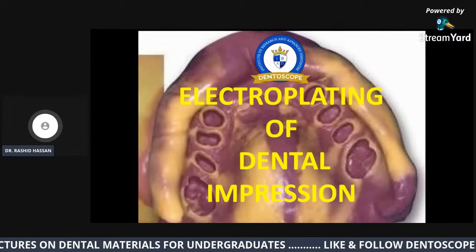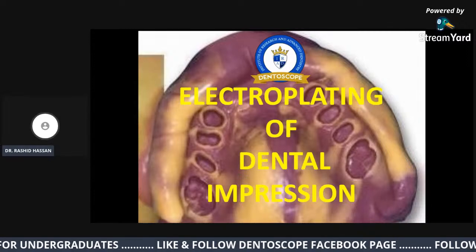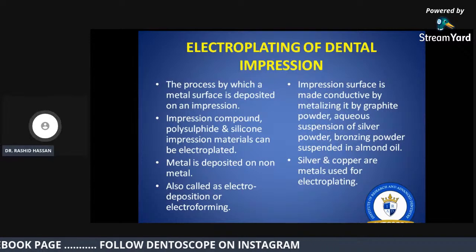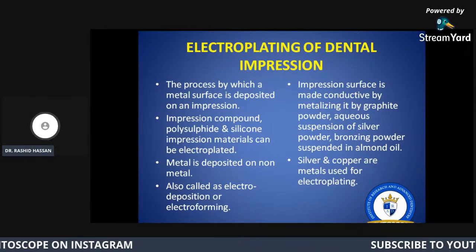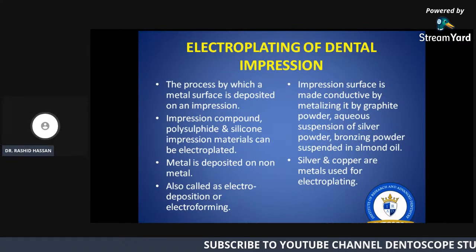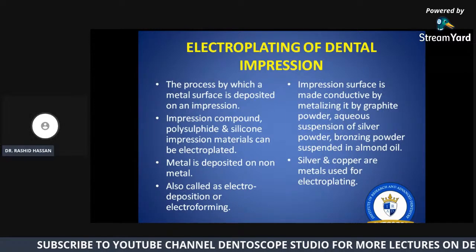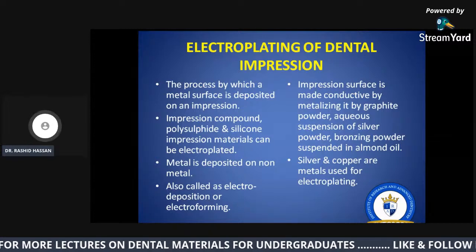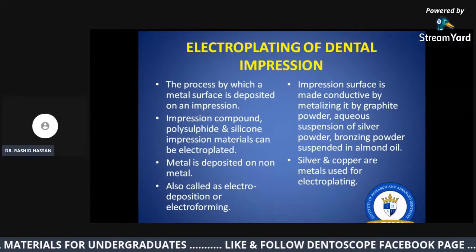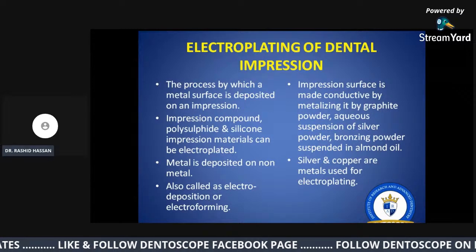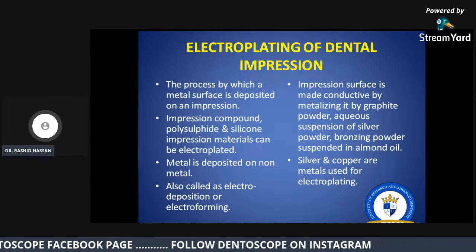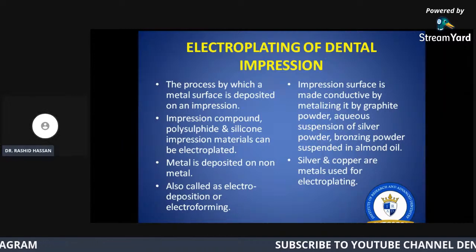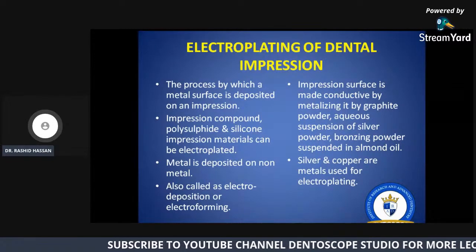Now, just a brief talk about the electroplating of the dental materials. What exactly is electroplating and why is it preferred? The process by which a metal surface is deposited on an impression is called electroplating. We just introduce a very thin film of metal onto the dental impression. It is only due to the fact that we want maximum dimensional stability for our prosthesis. So that's why we use electroplating.